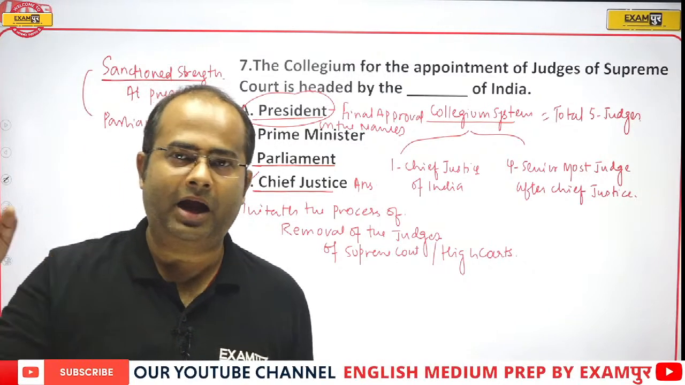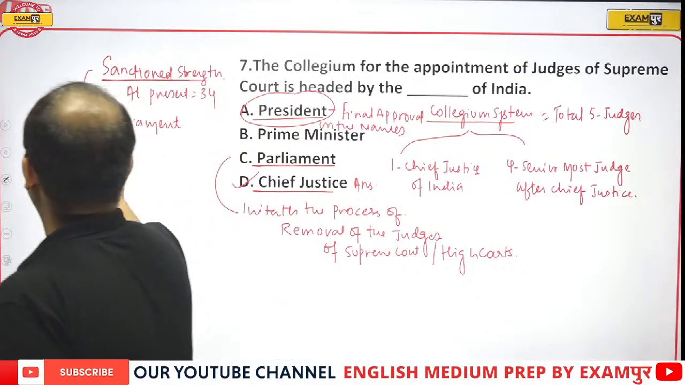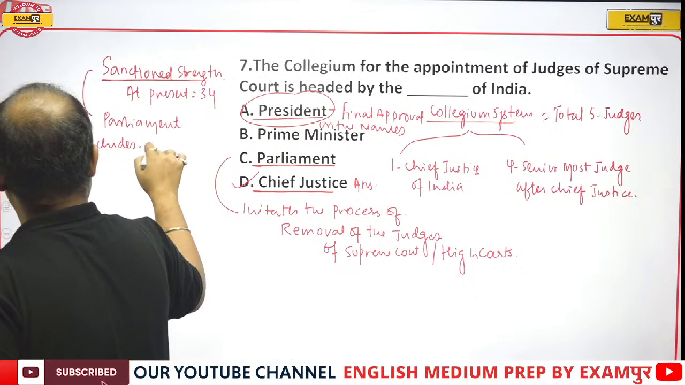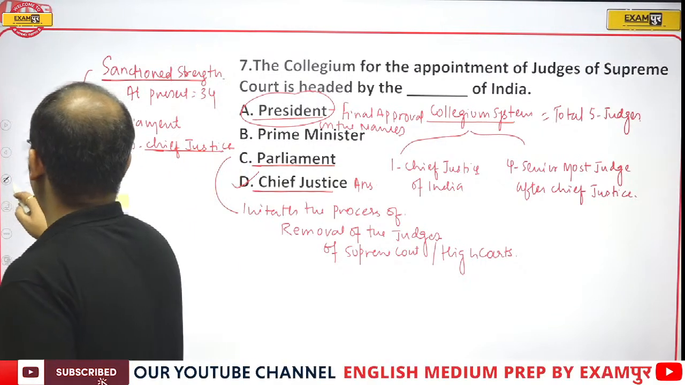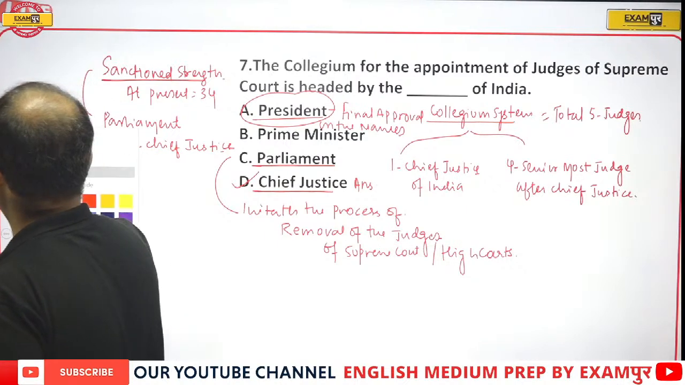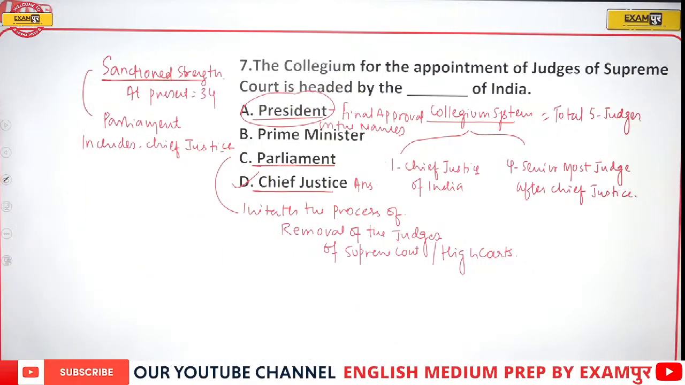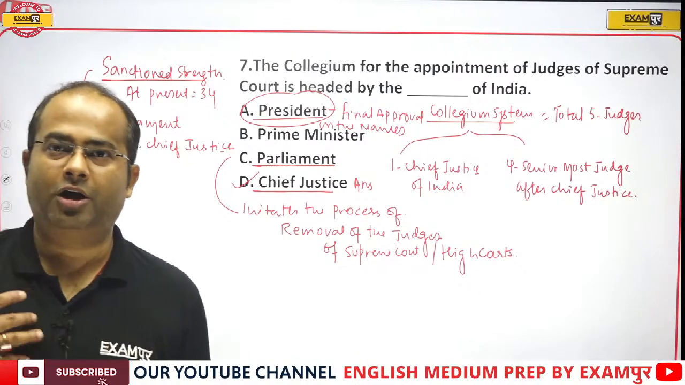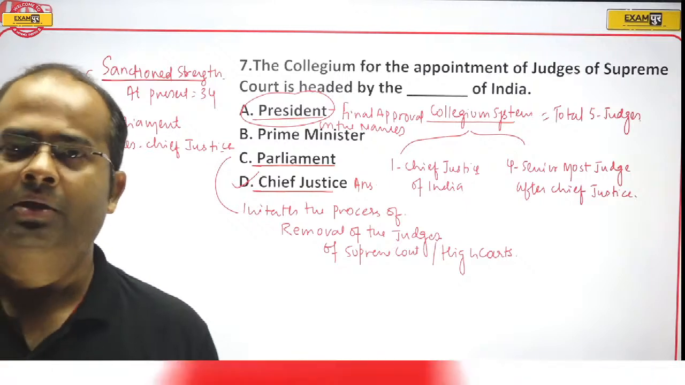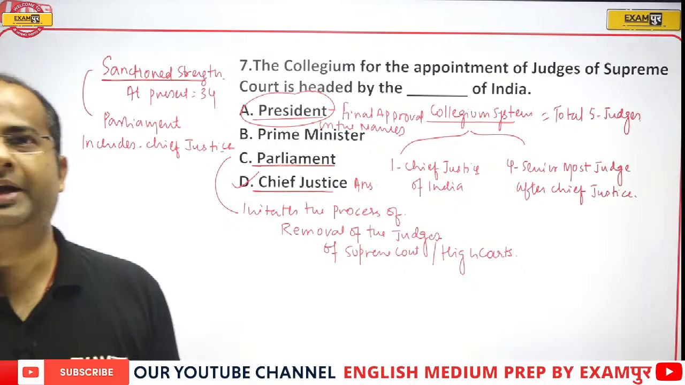Do not say that 34 judges are without the Chief Justice; it includes the Chief Justice of India. Is it clear to all of you? Right now we have 30 judges working, but it cannot become 35. Is it clear to all of you guys? Then do let me know, then I will be moving to the next question.